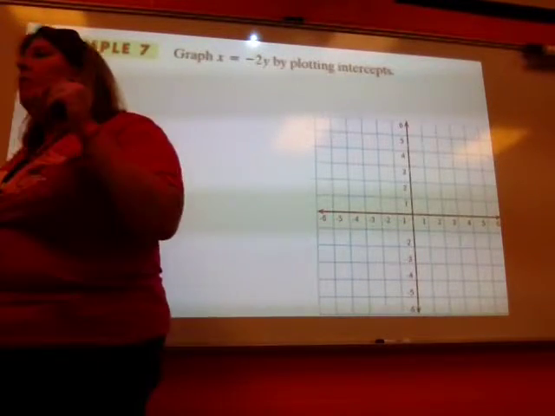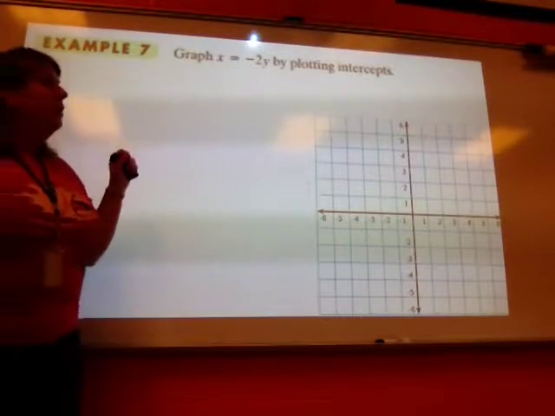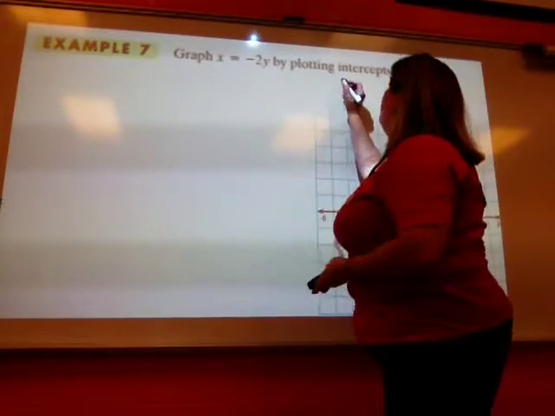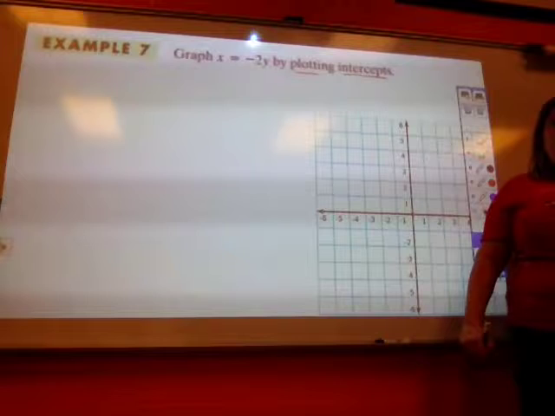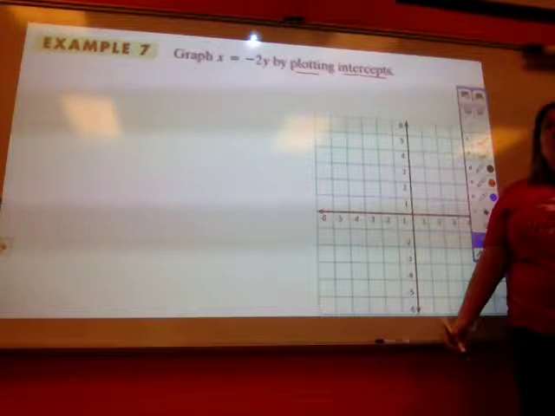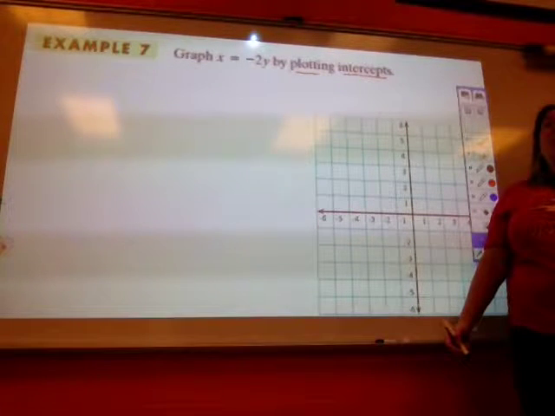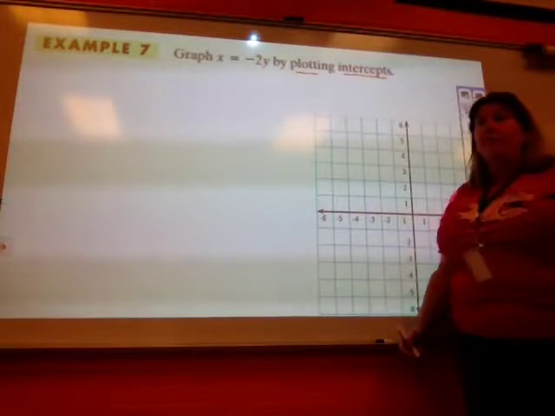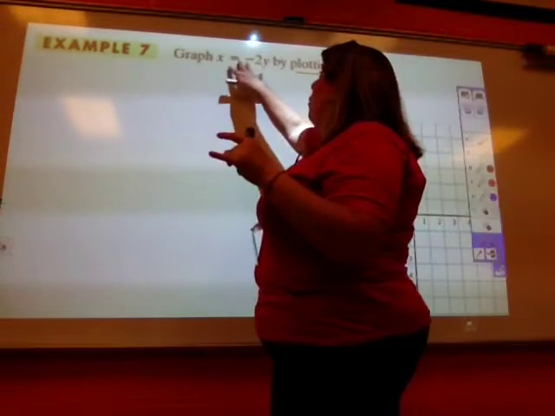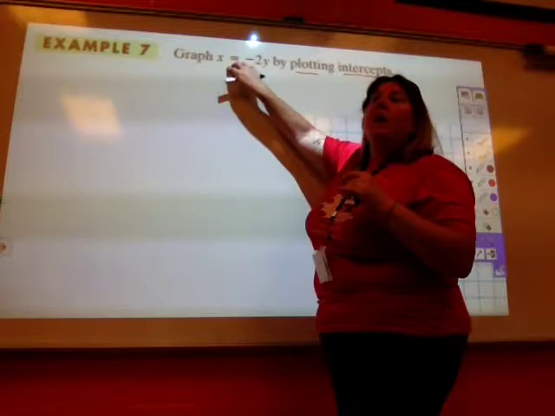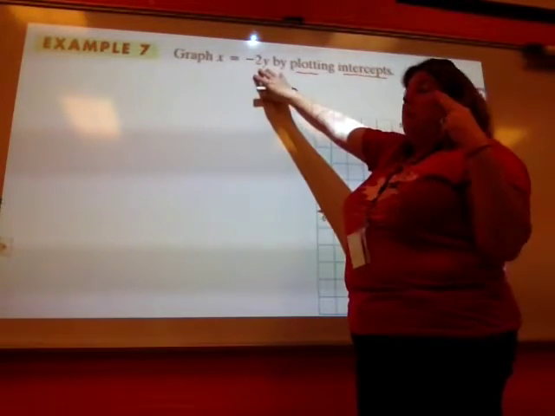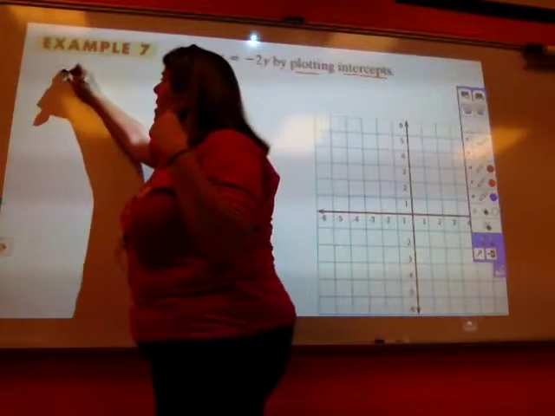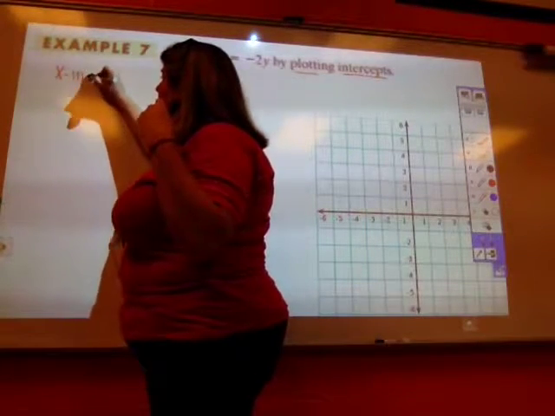What should be the first thing you know to do when you have an equation that asks you to plot the intercepts? Solve for the variables. We kind of have to do that a couple of different ways. We're looking to say, is this one going to have both an x-intercept and a y-intercept? Yes. So my x-intercept, I know I'm going to need.